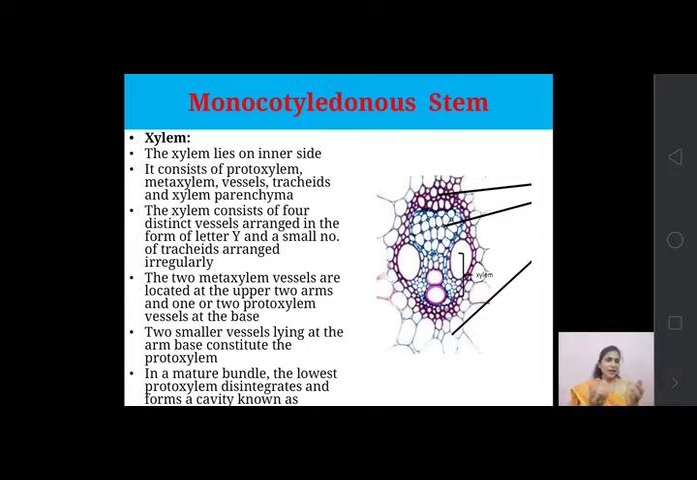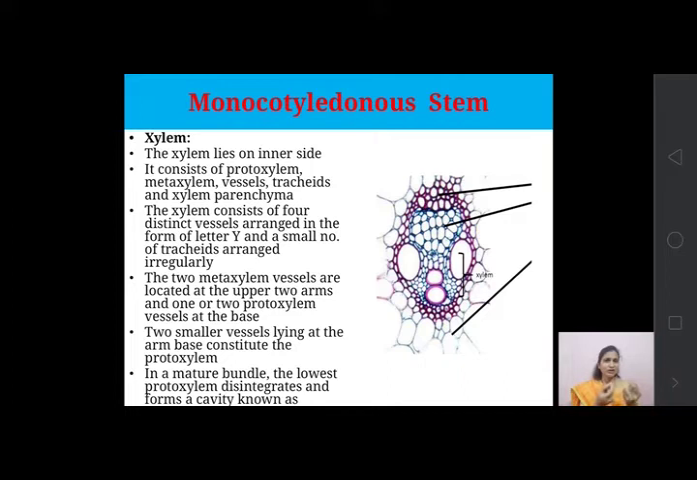You can see the xylem parenchyma present in between the metaxylem and protoxylem. The whole part of the xylem is made up of this tissue other than the xylem vessels. Okay, so these parenchymatous tissues are also present in between these two. The xylem consists of four distinct vessels. You can see four vessels in the figure, two are large and two are small. Now the arrangement is also somewhat specific. Okay, so these are arranged like a Y-shaped structure.